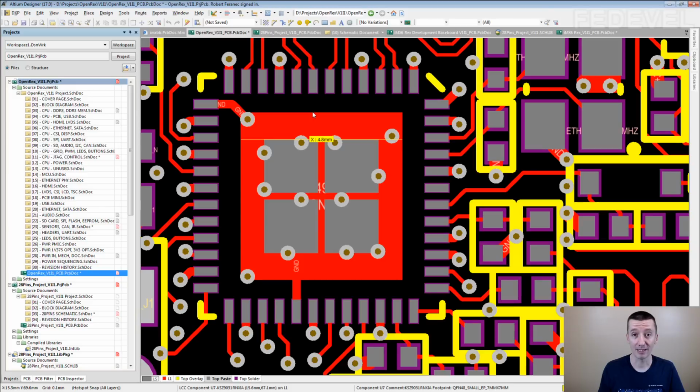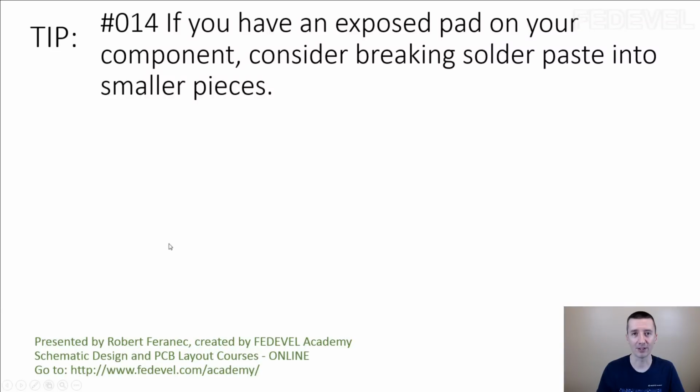I'm speaking about this tip because, again, when I was starting with hardware design, I didn't know I should be doing this, but you will find this information many times in datasheets. And even when I knew I should do it, many times I forgot to do it. So don't forget about this. Don't forget about tip number 14. If you have an exposed part on your component, consider breaking solder paste into smaller pieces. Why? Because it helps during soldering.